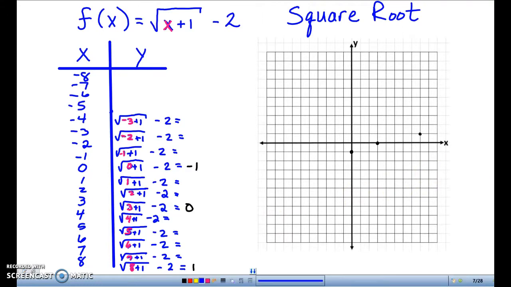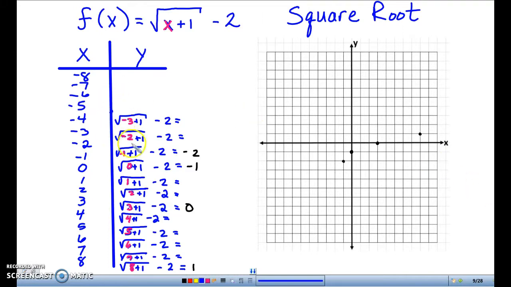Okay, let's work backwards now. I'm going to work backwards. I'm going to go right here. Negative 1 plus 1 is 0. The square root of 0 is 0. 0 subtract 2 is negative 2. So I get the ordered pair negative 1, negative 2, and I'm going to graph that.